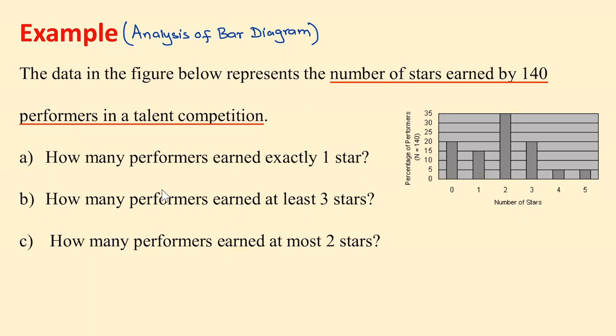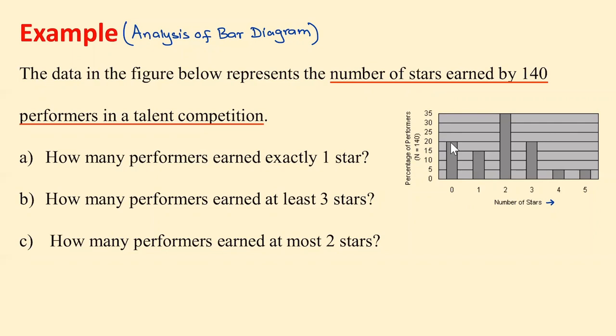So in order to answer these questions, first we need to analyze this bar diagram completely. So let's look here. We have number of stars along the x-axis, and along the y-axis, we have the percentage of performers. Total, you can see n equal to 140, it's also mentioned here, 140 is the total. For example, if we look at the first one, 0 stars, this is 20%.